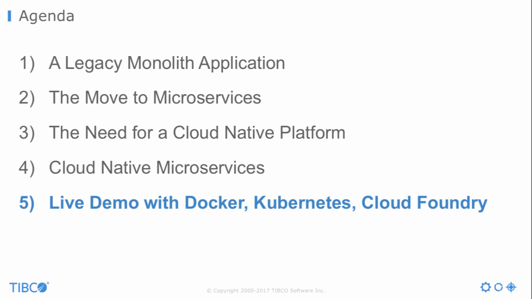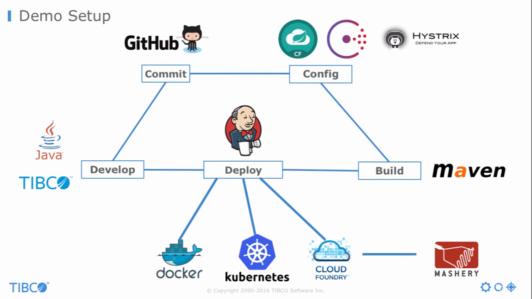Therefore, let's now focus on the live demo with the combination of all this. Here you see the demo setup. On the left side, we see Java code, we see TIBCO as middleware for building services, and then you develop that and deploy that via automation, CI/CD, DevOps with Jenkins and Maven in this example. You leverage open source frameworks like, for example, Console, Spring Cloud Config, or Hystrix for getting cloud native. And you deploy that either just to Docker or to a real cloud platform like Kubernetes or Cloud Foundry. And you expose your services, which can be anywhere, on-premise, in Docker, or on a cloud platform, and expose them via API management, in this case with TIBCO Mashery.